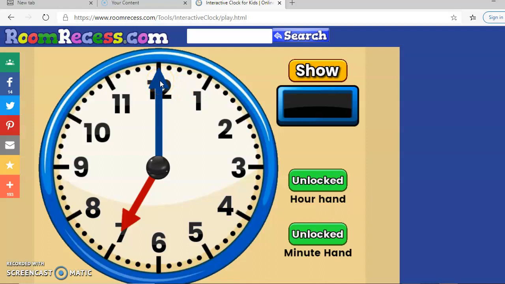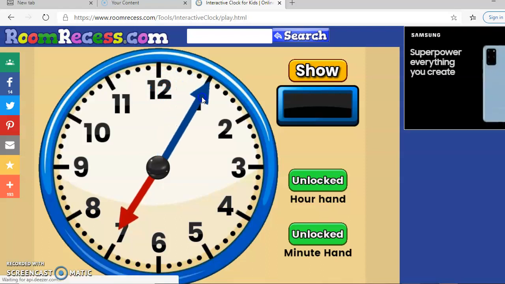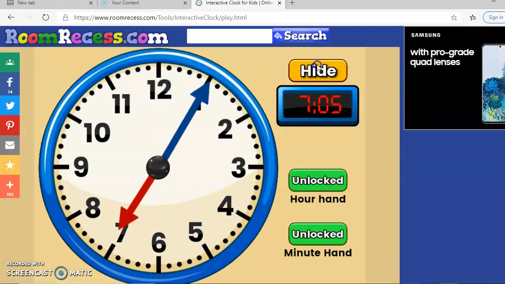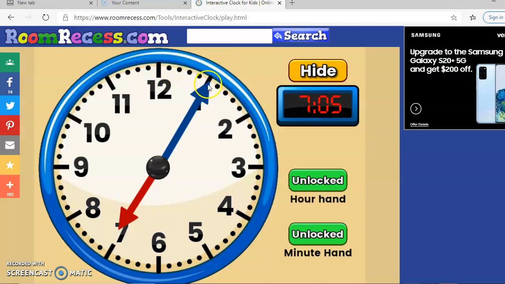I'm going to move it, and you're going to see that the red hand is going to move just a little bit while I move the blue hand. So I'm going to move the blue hand around till it is on the 1, which is going to be 5 minutes after 7, because you've got those 5 little dots in there. 1, 2, 3, 4, and then the fifth one is actually the 1, because each one of these numbers counts for 5 minutes. So I'm going to move it around to the 2.